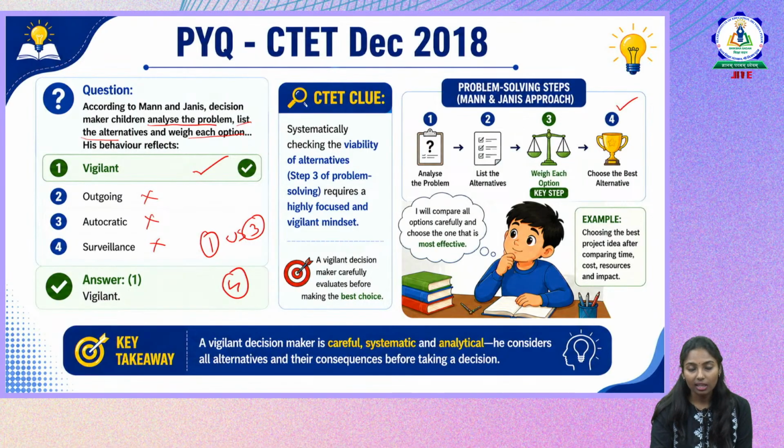So even this thinking can be nurtured in children also. So the vigilant decision maker carefully evaluates before making the best choice. That is the vigilant. See here, vigilant and surveillance both have a similar meaning, but vigilant has more to do with decision making. So you can take this as vigilant. Sometimes it's a vigilant mindset, because they are able to think and analyze things carefully. So based on this also you can answer the question.